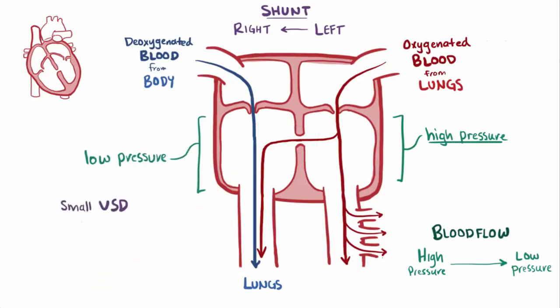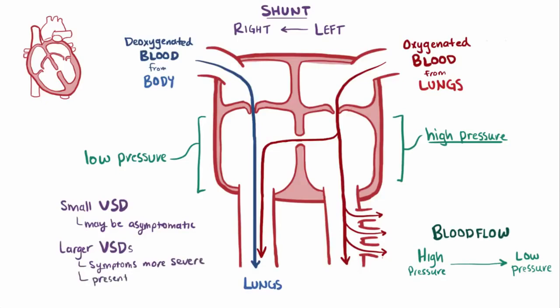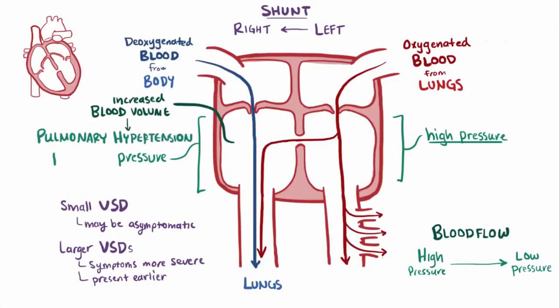If it's a small VSD, it might be asymptomatic. As the size of the VSD increases though, symptoms tend to get more severe and present earlier on in life. But what sort of symptoms? Well, as blood is shunted to the right side, blood volume increases on the right side, which might lead patients to develop pulmonary hypertension, or higher pressures on the pulmonary side.